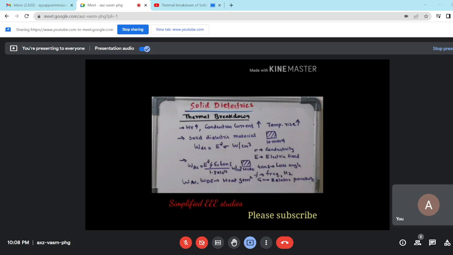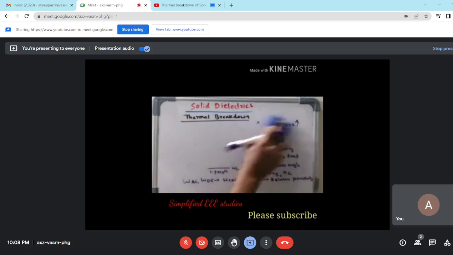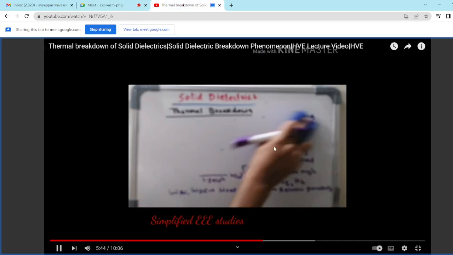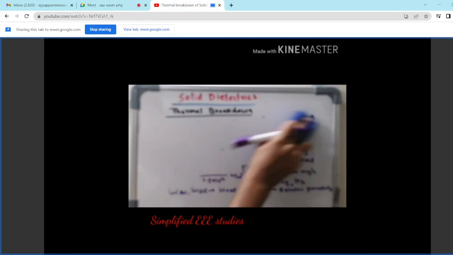Now I need to write the expression for how much heat is getting transferred from the solid dielectric piece. Alright. How much heat is getting transferred from a given dielectric material piece, that expression I will be writing. That is called WT. There is one expression for calculating how much heat is transferred, and that is represented by WT.